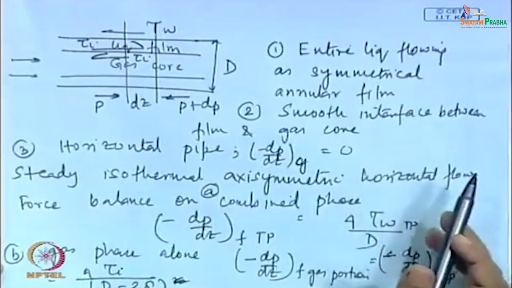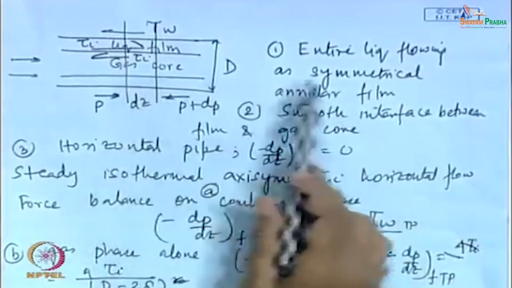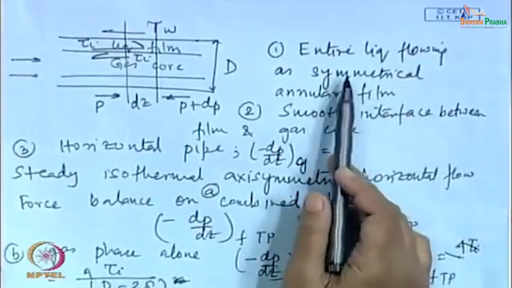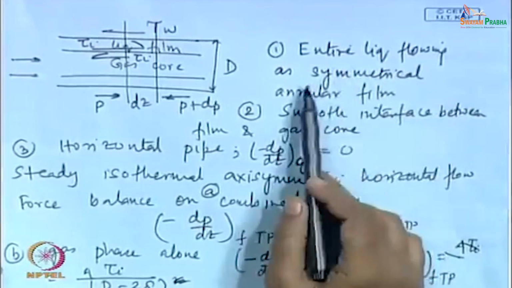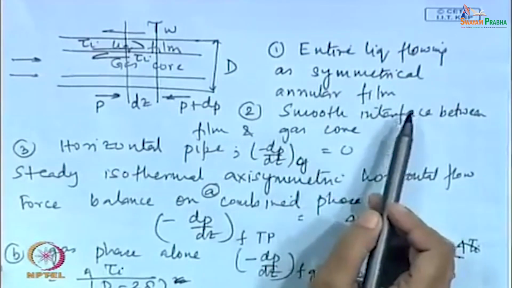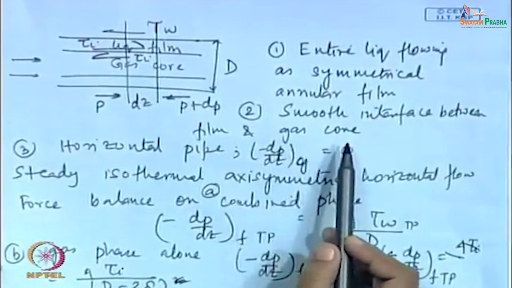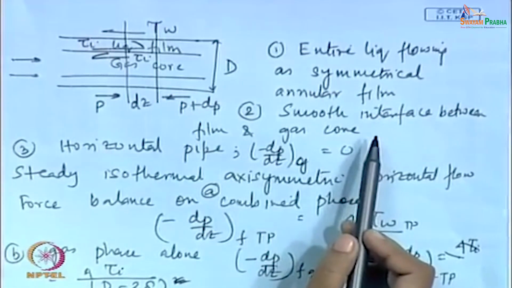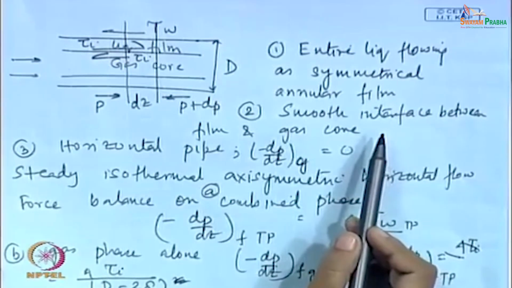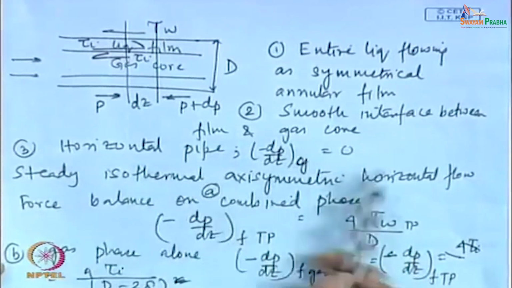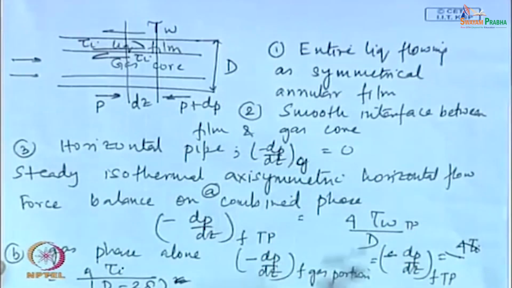yesterday I had already started the derivation for the homogeneous flow situation. In the last class, I had already started the derivation, where I had written down the assumptions that are quite justified, I should say. Entire liquid flowing as a symmetrical annular film, and there is a smooth interface between film and gas core. Had these assumptions not been applicable, we could not have written AL as pi d delta, is not it? And of course, it is a horizontal pipe, so the gravitational pressure gradient is not there.